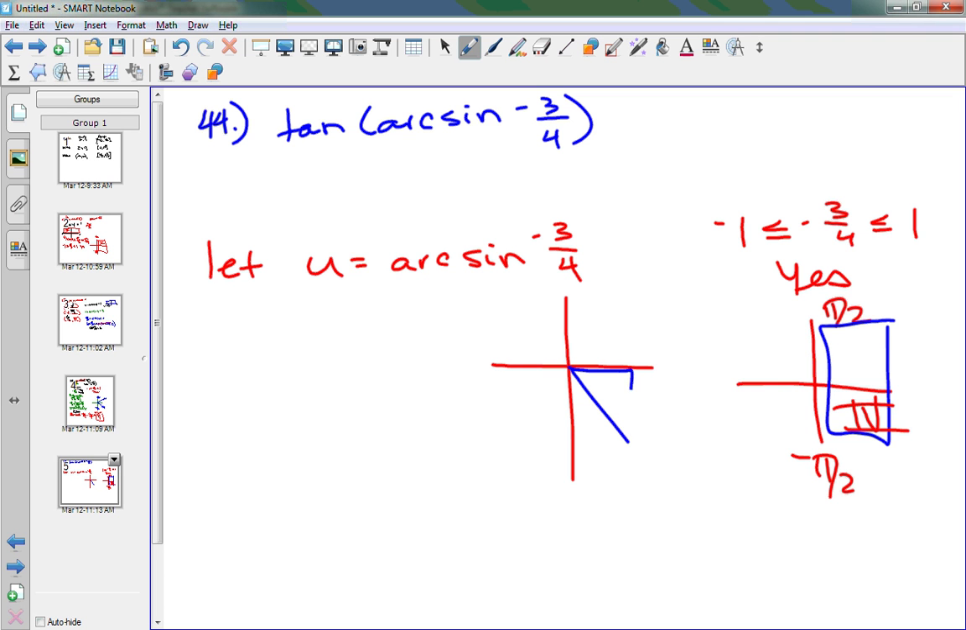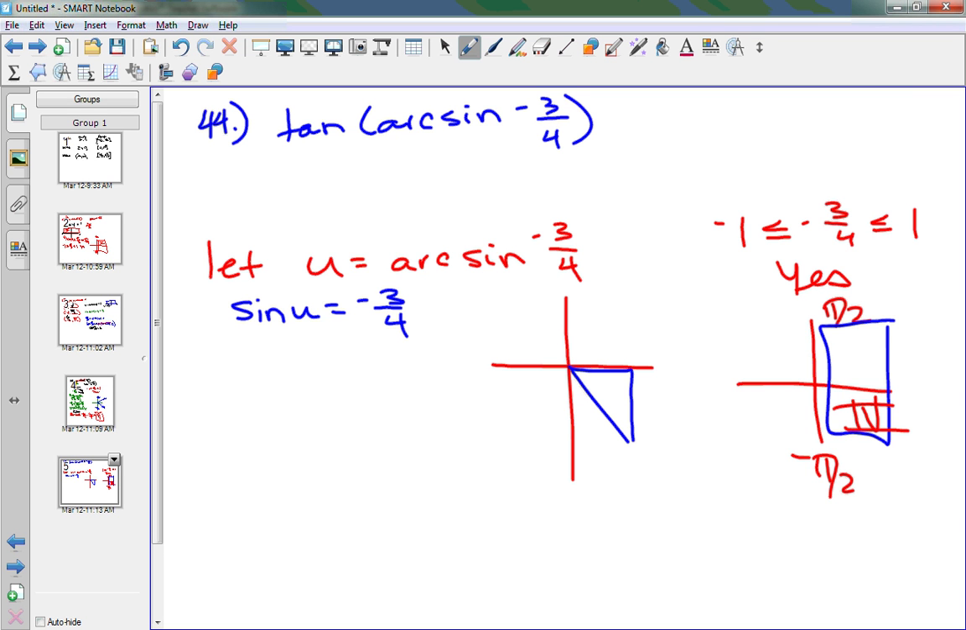That makes a lot of sense, because that implies I have a triangle that looks like that. Do you see that? Is my radius ever negative? No. So how do I get rid of the arc sine, folks? I have the sine of u equal to negative 3/4, because if I take the sine of both sides, that cancels out the arc sine of the sine, correct?